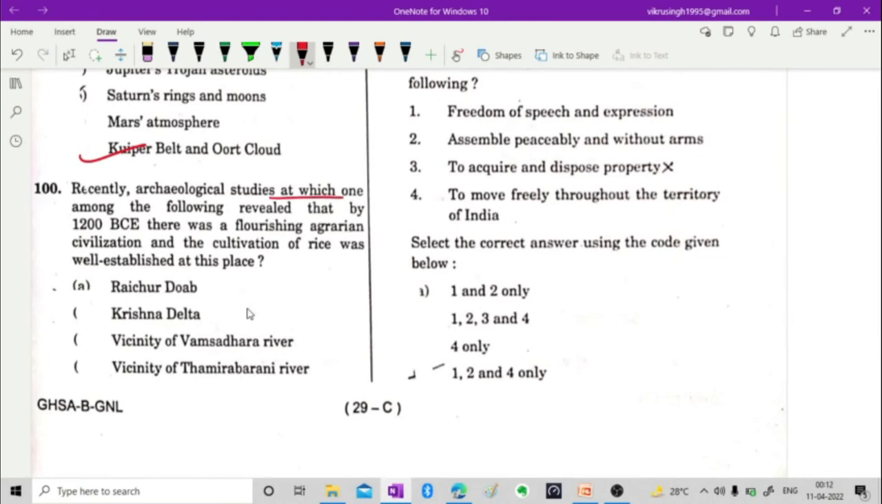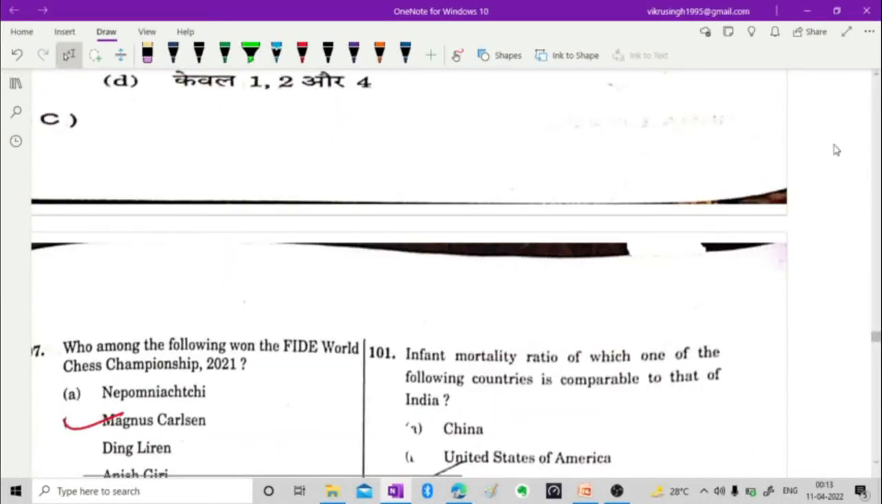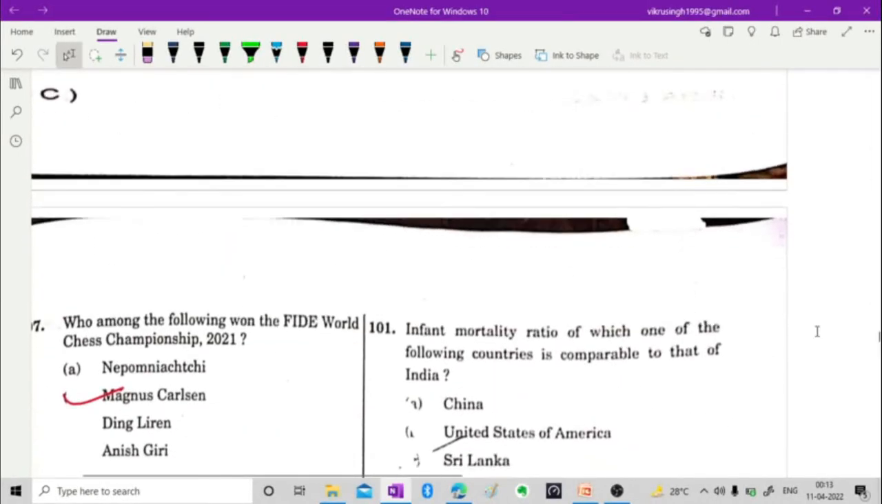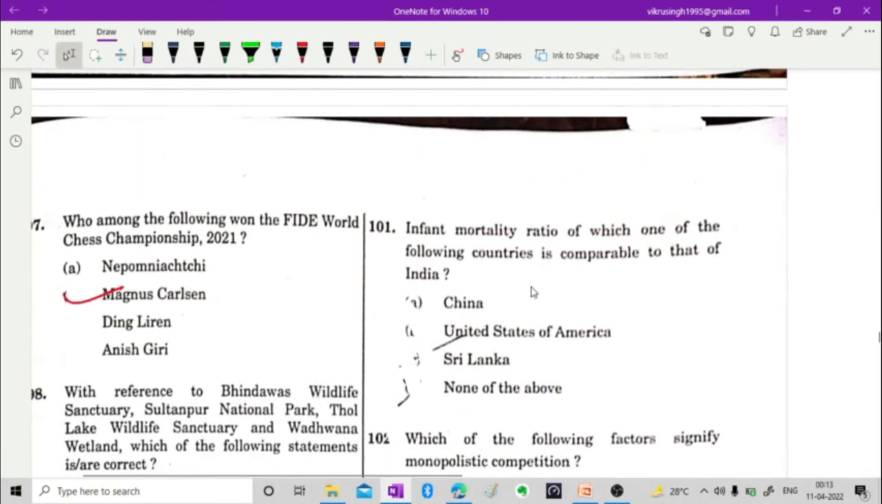Recently archaeological studies with the flourishing agrarian civilization and cultivation of rice was established at this place. So it is the vicinity of Amiravani River. This is the question number 100. Question number 101, the IMR infant mortality ratio, which country is comparable to India? None of these.